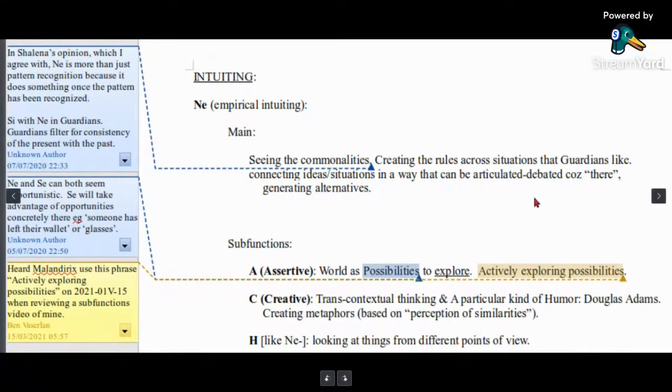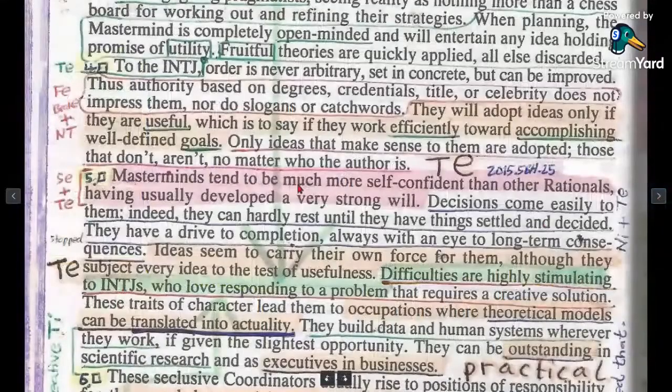So this is not really a subfunctions video. It needs to be developed. So I'm going to go through this and look for, so Keirsey's holistic profile of INTJ, the Mastermind Rational. I'm going to look for bits that we could try and tag as Ne. When planning, the Mastermind is completely open-minded and will entertain any idea. So that's the open-minded part and entertaining any idea, arguably we could tag that as Ne, but then it's filtered through the promise of utility.